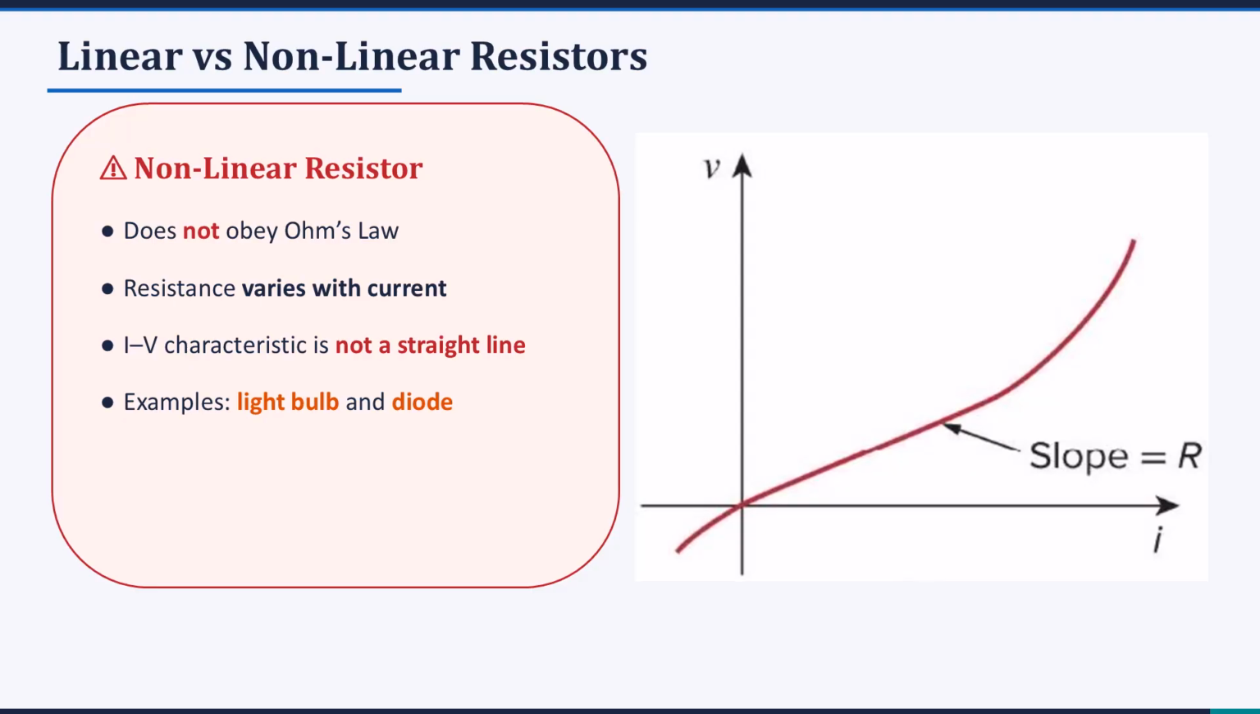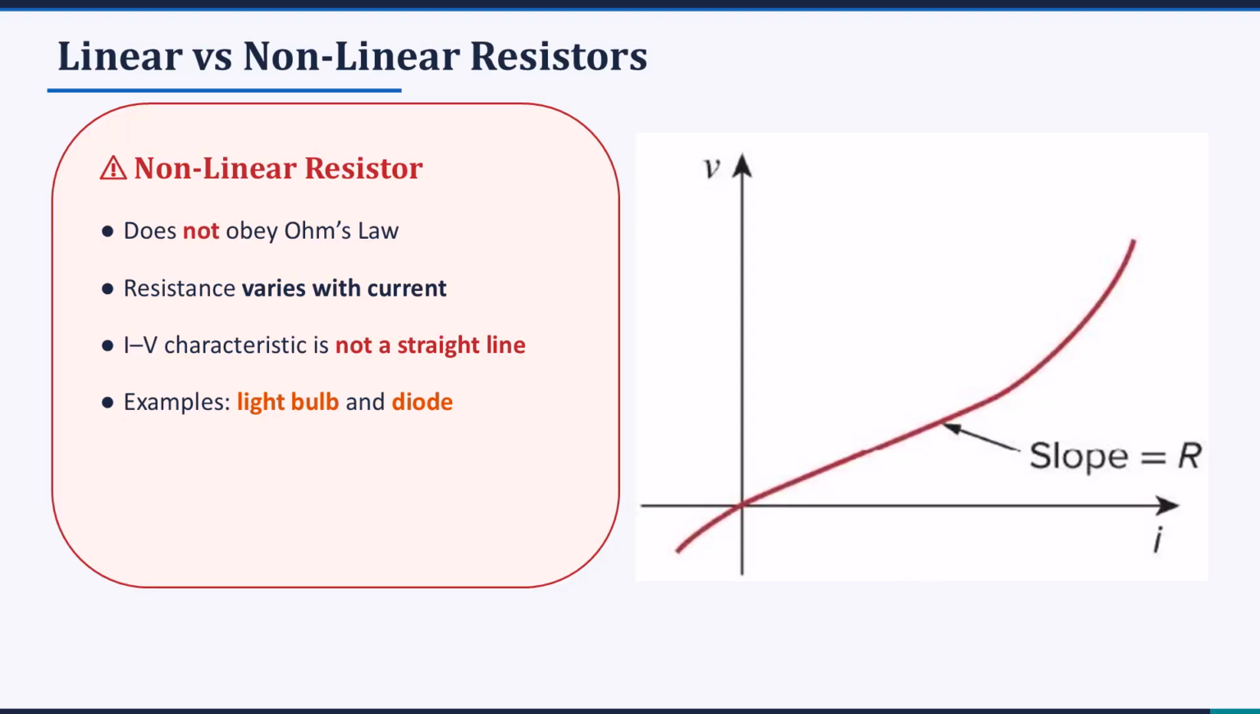A nonlinear resistor is one where the resistance changes depending on the amount of current flowing through it. So R is not constant. It keeps changing. If you plot the IV characteristic for a nonlinear resistor, you do not get a straight line. The curve bends. It could be exponential. It could saturate. It could have all kinds of shapes.